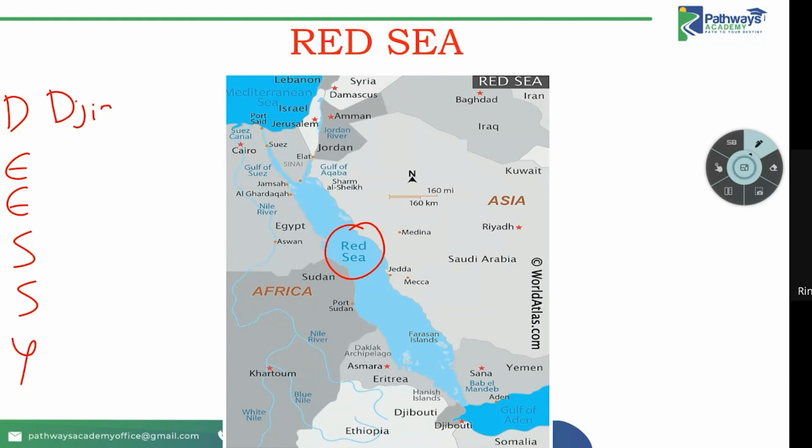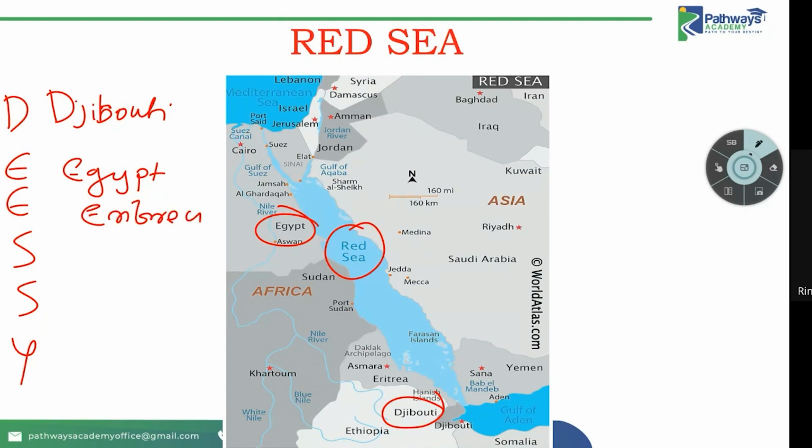Djibouti, Egypt. You can see Djibouti here, Egypt here. Then next is Eritrea. If you are remembering Eritrea, please note it down that Ethiopia is not there. UPSC definitely gives Ethiopia as an option, then you will be confused. Ethiopia is not bordering the Red Sea. It is Eritrea that borders the Red Sea.